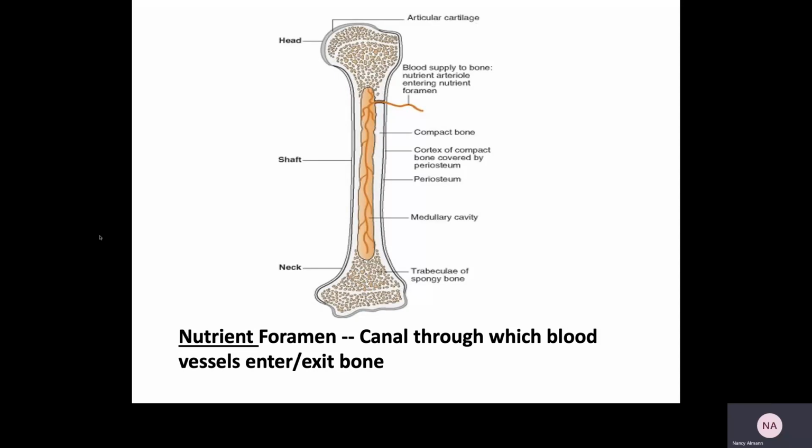We do need to have what's known as a nutrient foramen, and that is the term for the single major canal. Foramen means hole in a bone. So that is a single canal through which the major blood vessels, that bring blood in and take blood out, enter and exit the bone.